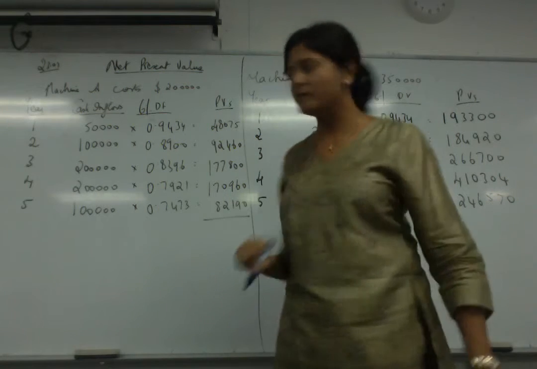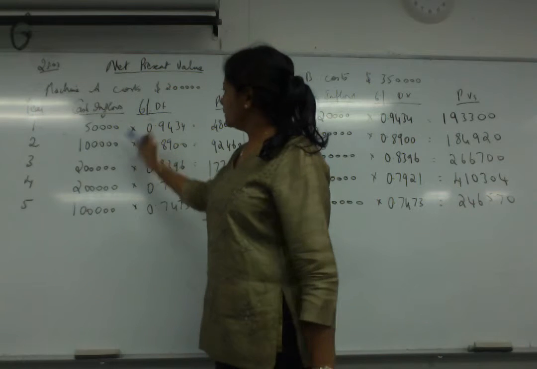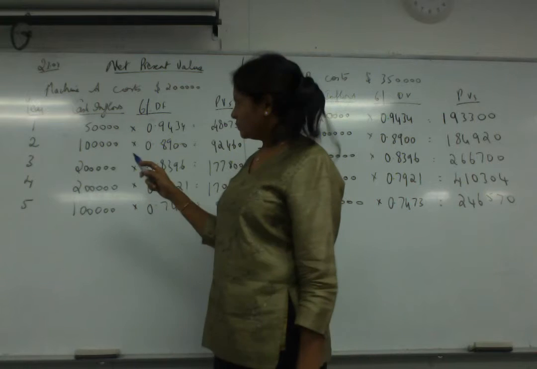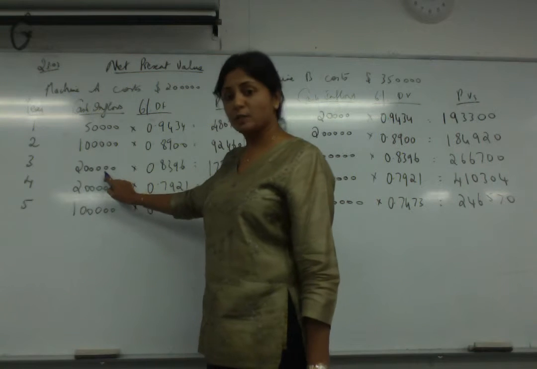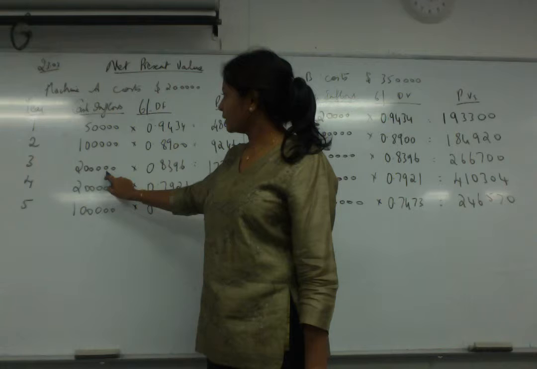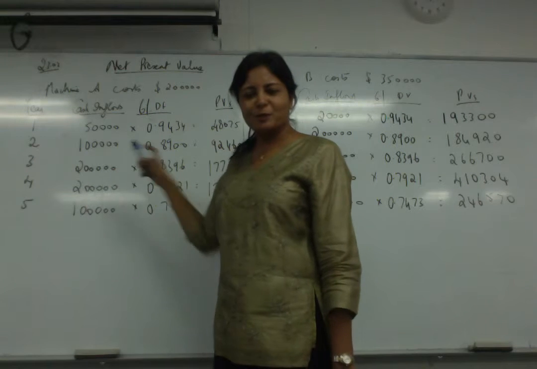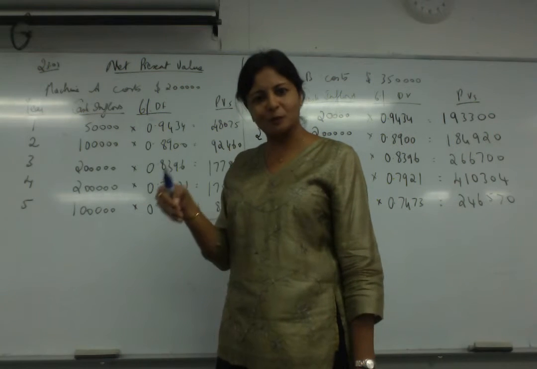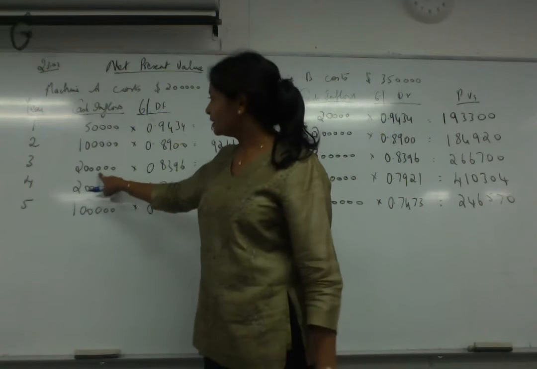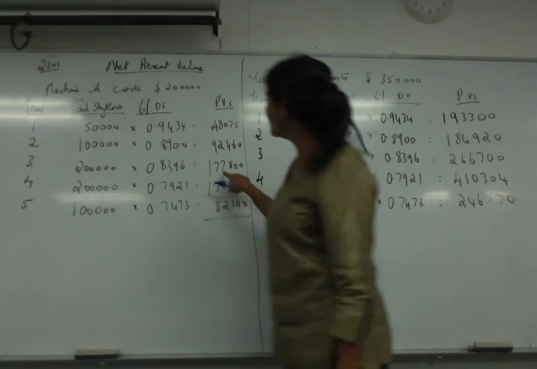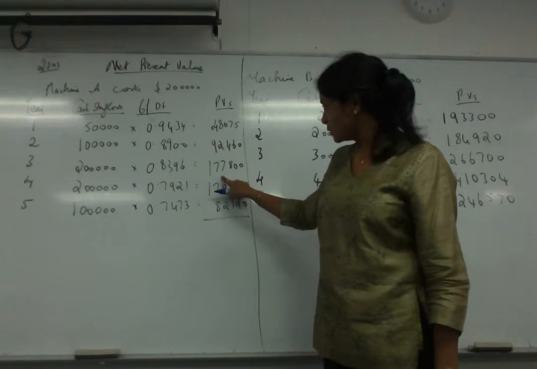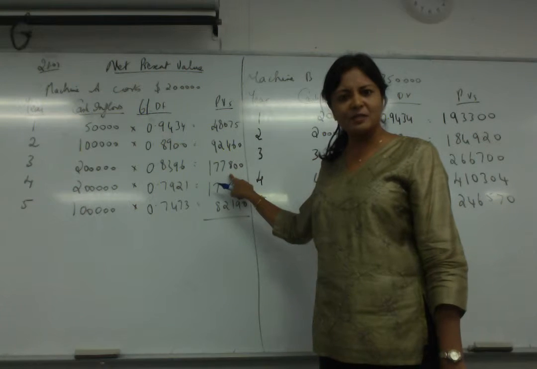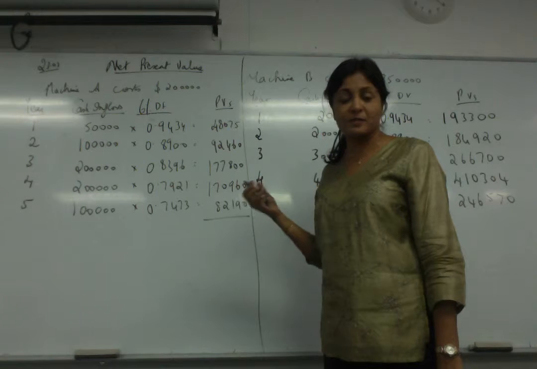So what it actually means is that, let's take random 3, year 3. You expect to receive in year 3 on machine A $200,000, right? But it's not $200,000 that you're going to receive today. You're going to receive that in 3 years. But today, what is it worth? What's the present value of those $200,000? It's only $177,800. Did you see what it actually tells us, the present value?